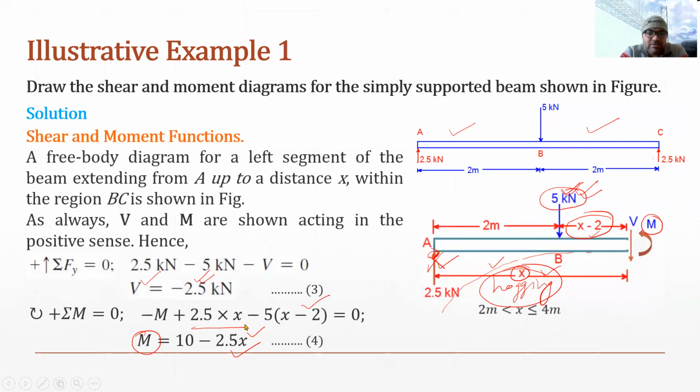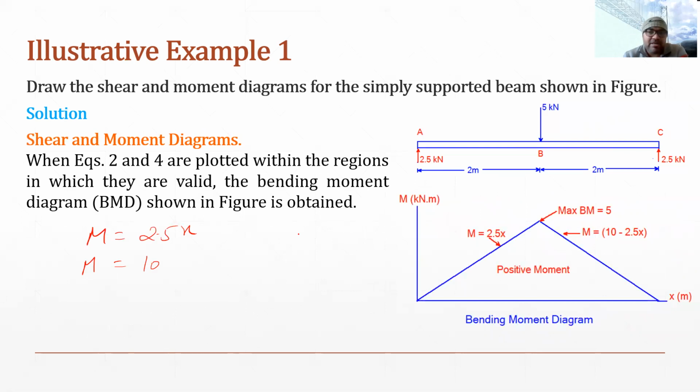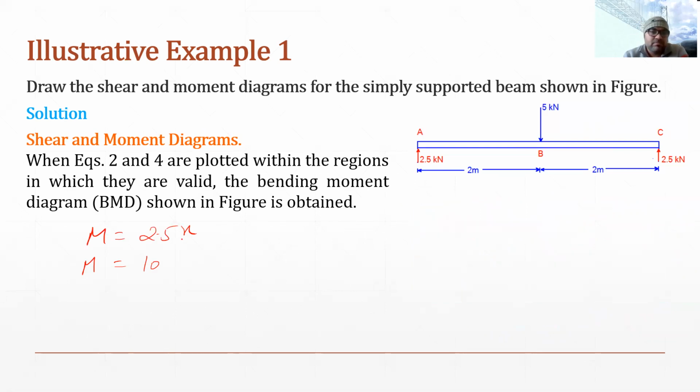It is 10 minus 2.5x. So in this, you can see x is involved, which means as the value of x varies, the value of m will vary. For example, for segment AB, the value of x is between 0 to 2 meters.